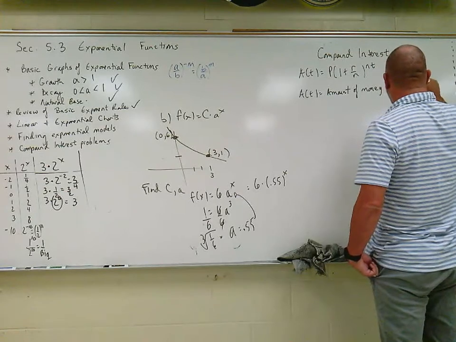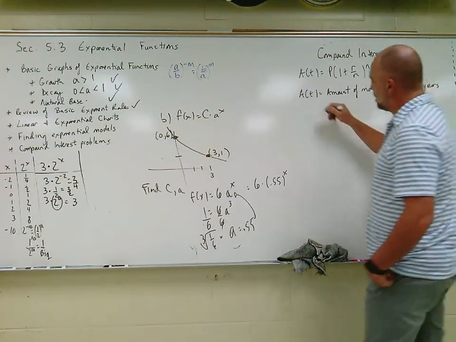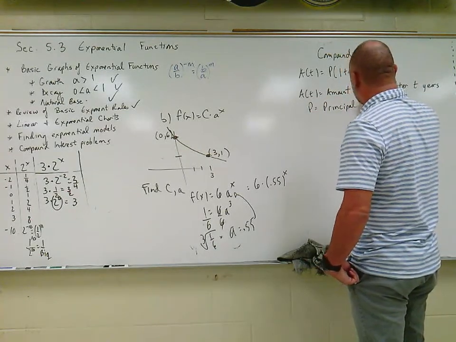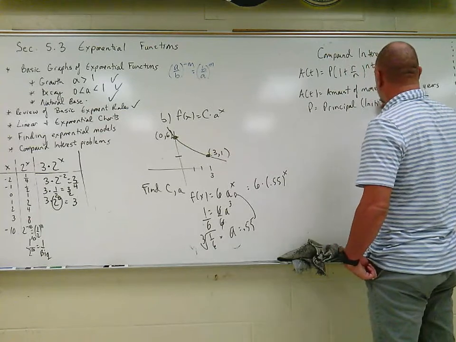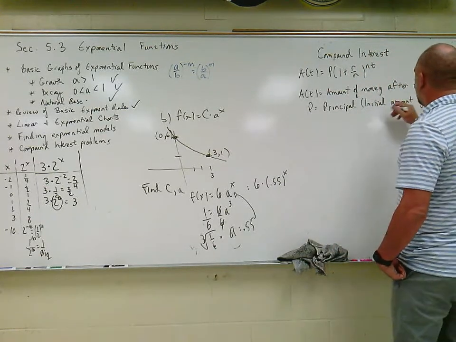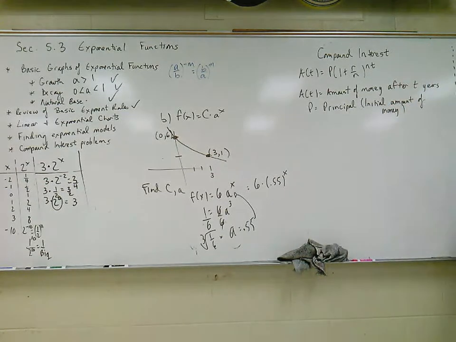So you'll have to know how many years that the money is in the account growing. P, capital, is the principal, which is your initial amount of money. It's your starting amount. So say you put money in an account and you're just letting it sit there and grow with interest.